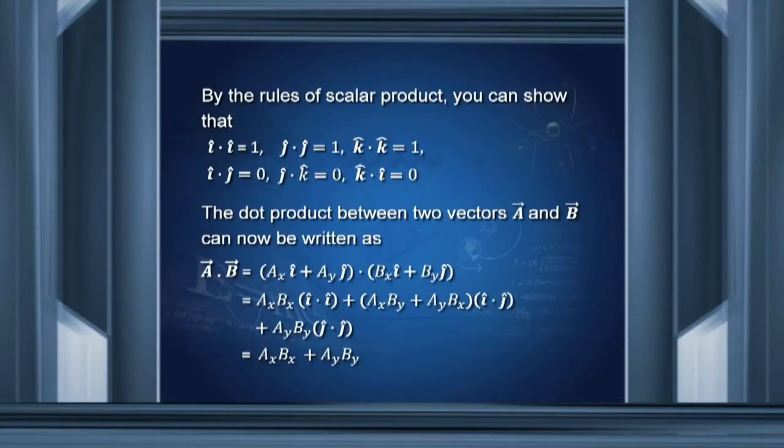Since A dot B is a scalar, we only get the product; there is no vector on this side. It is A x B x, the component of A multiplied by the component of B along the x axis, then the component of A and the component of B along the y axis. This is the dot product A dot B.